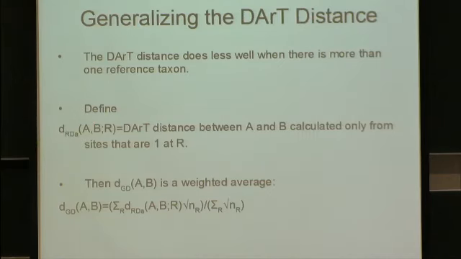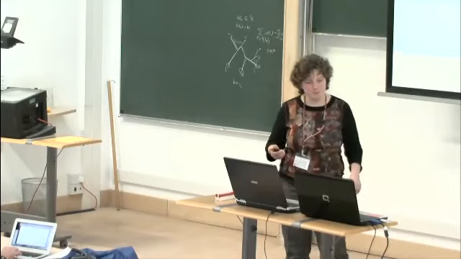And then this distance takes a weighted average of the distance evaluated with respect to some particular genome R, and averages over all possible genomes R. So it's basically the situation where someone gives you some of this data, and you have no idea what the reference taxon is or if it's included or not.